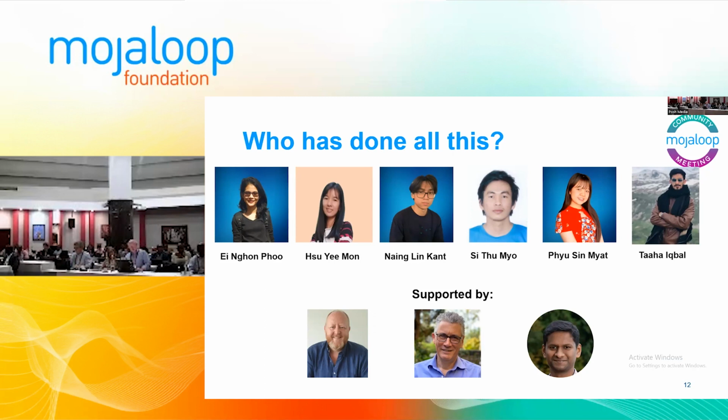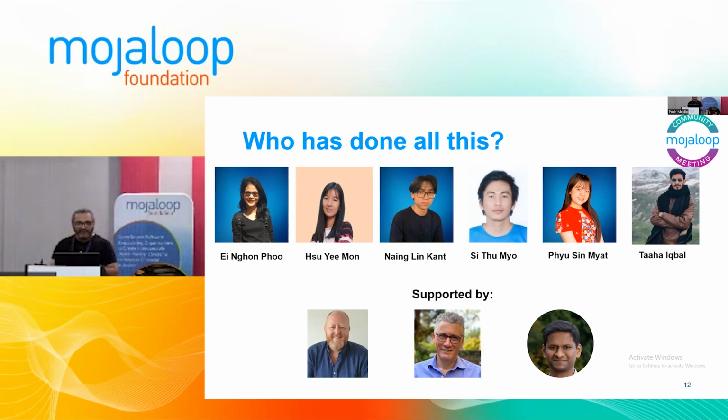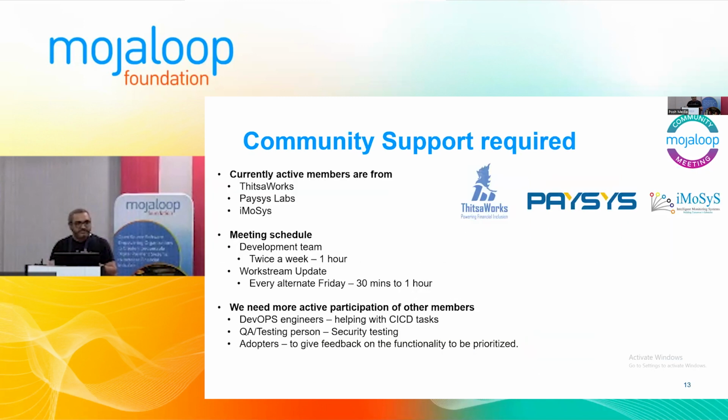And after this, those of you who also want to be seen in the next PI in this slide, please come forward. We need more community members. Right now, the active members are from ThitsaWorks, Paces, and Emosys also has recently joined our work stream. We usually do two meetings a week, one hour for the development team and alternate Fridays, generally to update all the work stream members. And it's pretty consistent, and that's why things are showing up as a result.